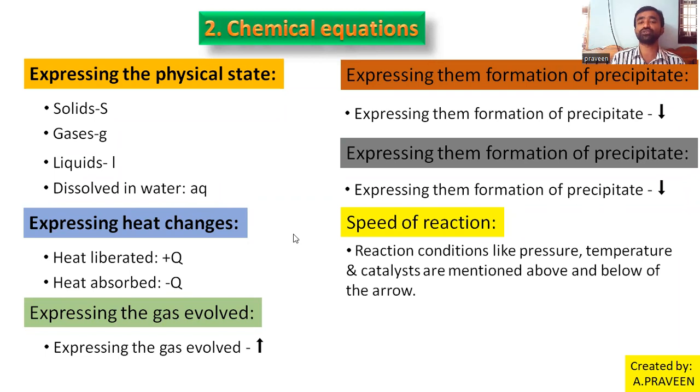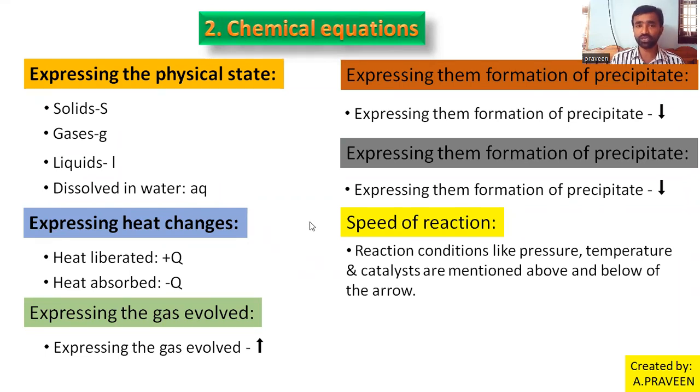That substance is called a catalyst. A catalyst is a substance which is added into the reactants, but it won't participate in the reaction and won't undergo any change itself, but it can increase the rate of reaction. That is called a catalyst. Or maybe we maintain pressure.